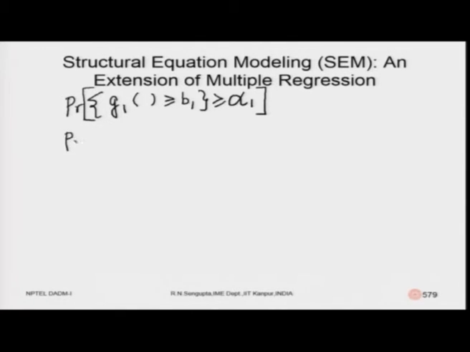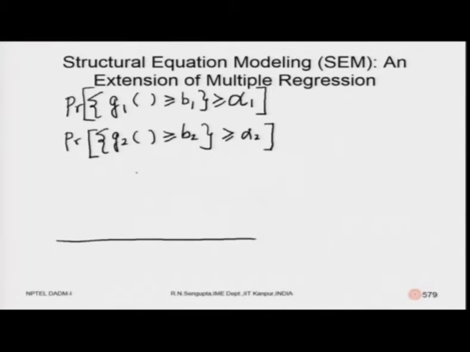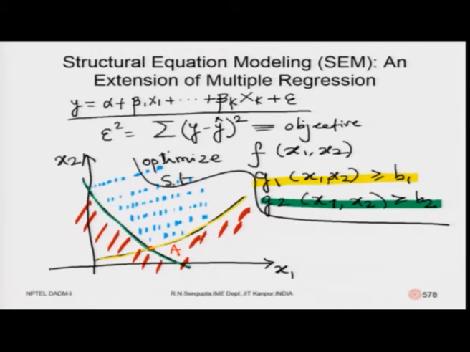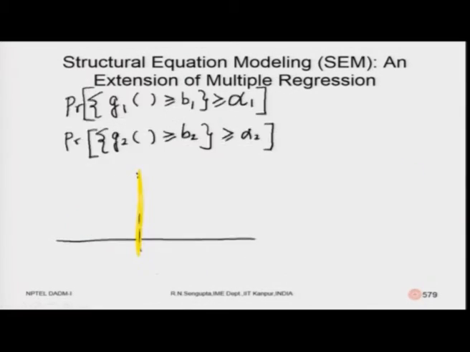Similarly, the second one is the probability of G2 greater than or equal to B2 is greater than or equal to alpha 2. Again, alpha 2 is a level of significance which we have. Now let us highlight these two through the diagrams. The first part is the mean value, the yellow line which I have drawn. Similarly, I will draw the green one later.